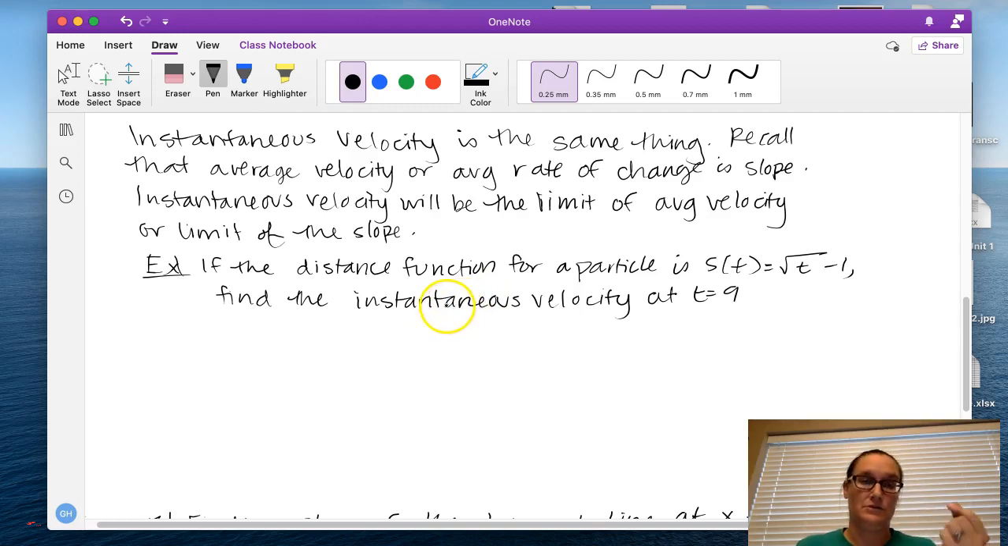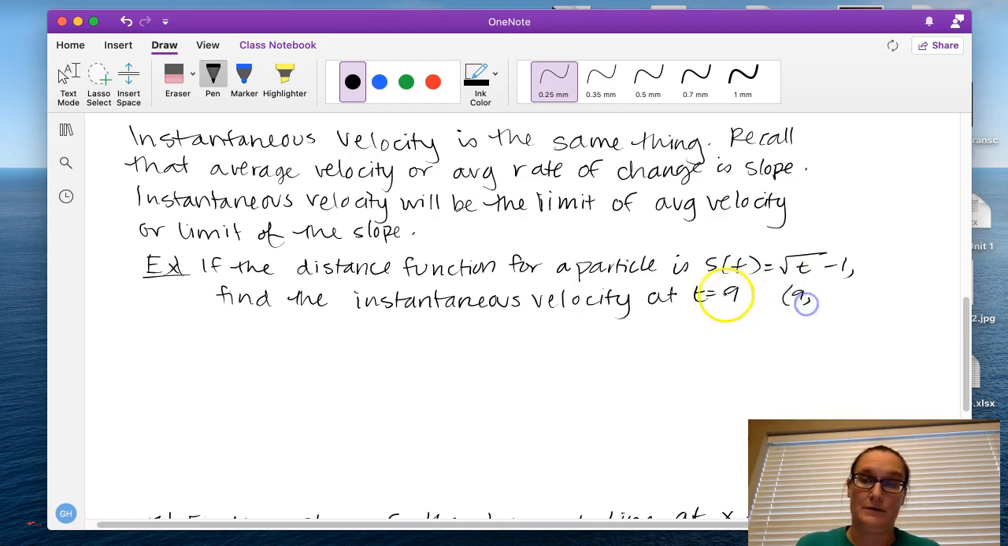So how in the world do you find velocity at a point? Because usually when you find velocity, you need 2 points. You need a range, an interval, a time interval. But we don't have that. So how we're going to do that is we're going to do the limit of the change in position over the change in time. So we need 2 points.